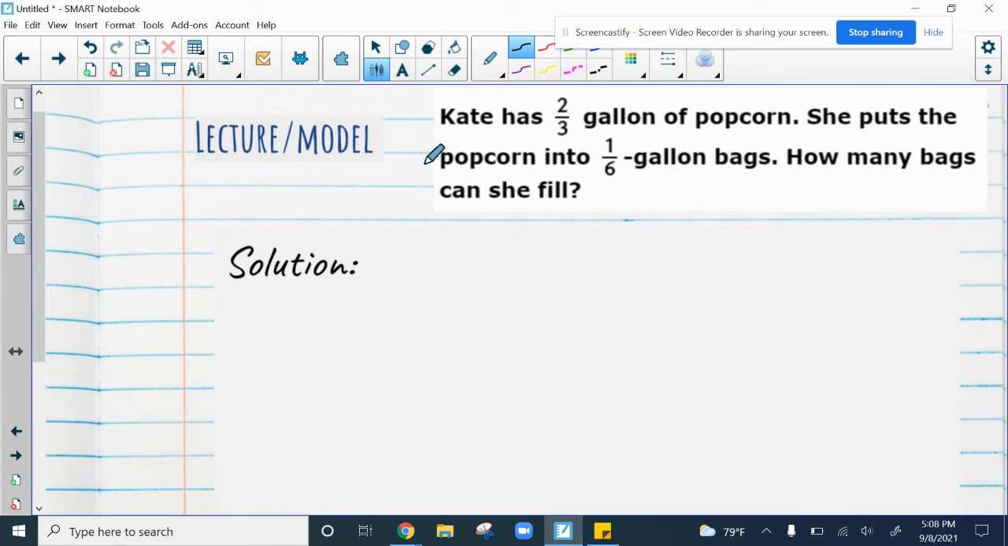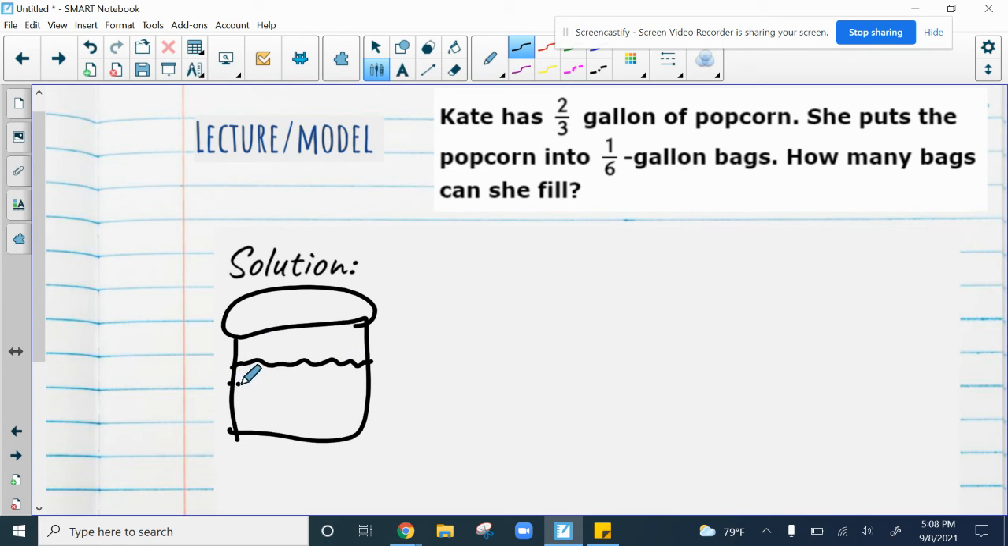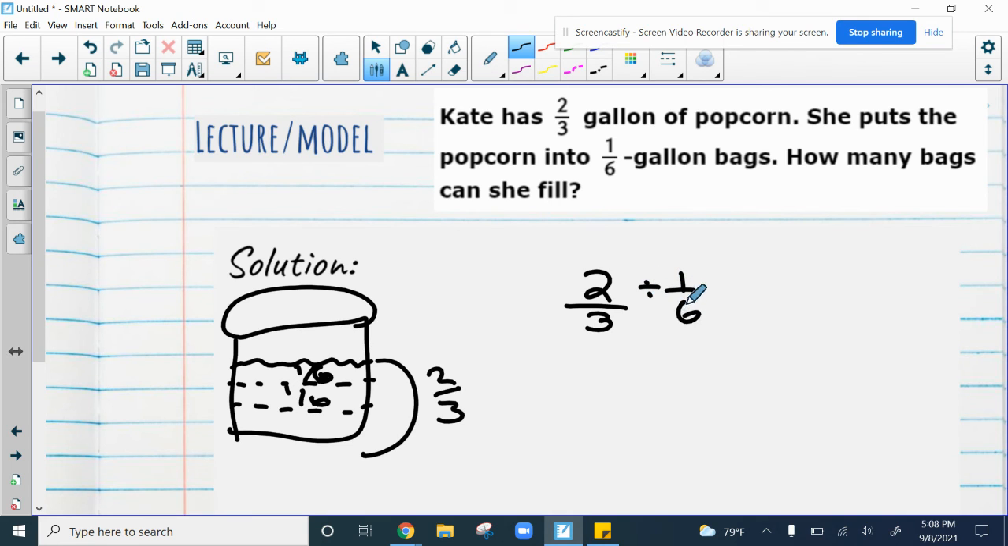Another real world problem. Okay, so Kate has 2/3 of a gallon of popcorn. She puts the popcorn into 1/6 gallon bags. How many bags can she fill? So again, I got a bowl of popcorn here. Let's visualize what's happening. It's about 2/3 full. So this whole thing is 2/3. And I want to make 1/6 groups. That's what I'm splitting up into. So just visualize what's happening. I have 2/3. That's what I'm starting with because that is the popcorn that I have. And I'm dividing it into 1/6 gallon bags.